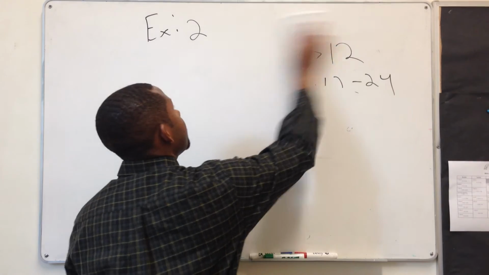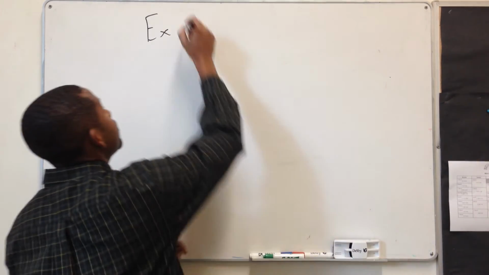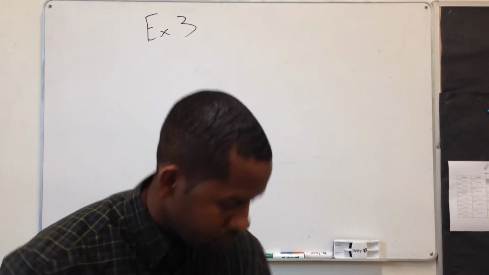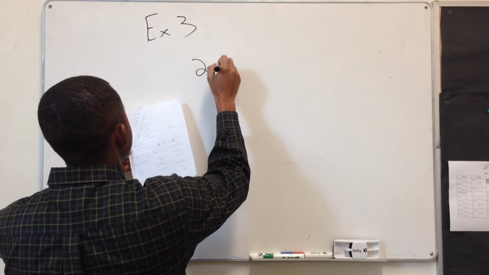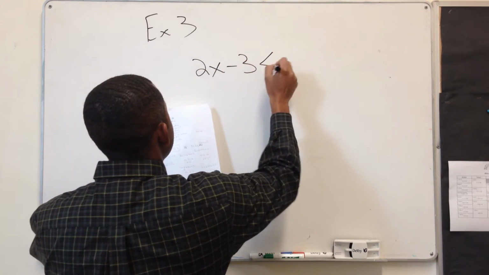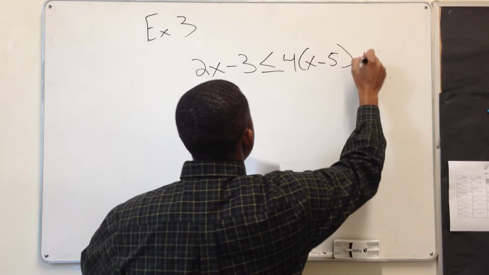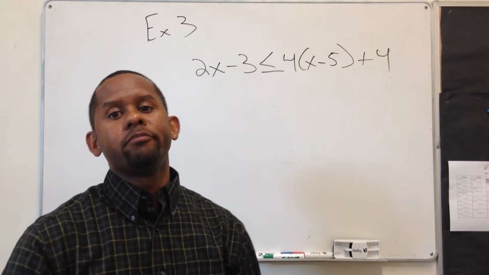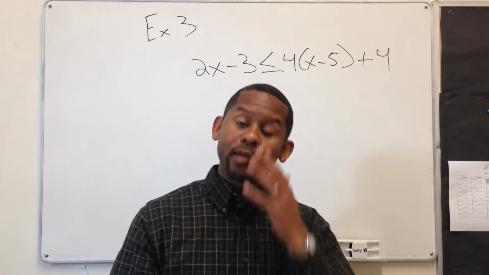Let's take it a step further. Let's get them a little bit harder. Example 3. Oh yeah, here's a good one. It says 2x minus 3 less than or equal to 4 times (x minus 5) plus 4. If you got this one, you got everything I could possibly ask of you to do. Do this one on your own. Prove to yourself that you got this all down.